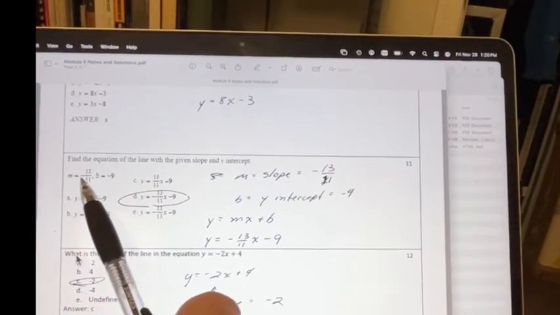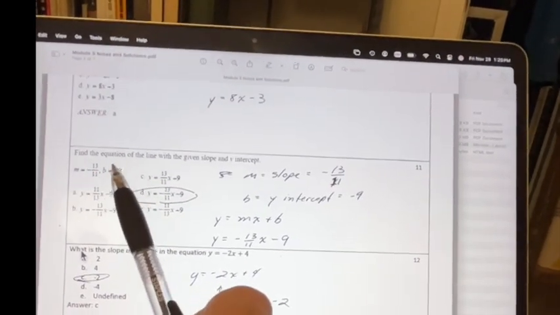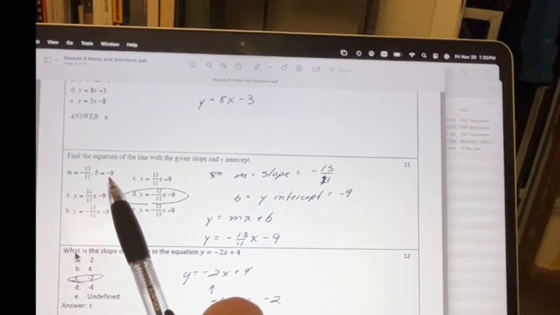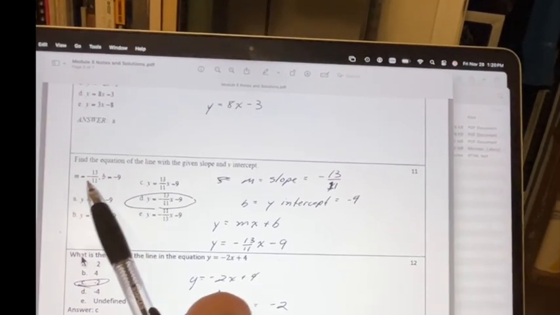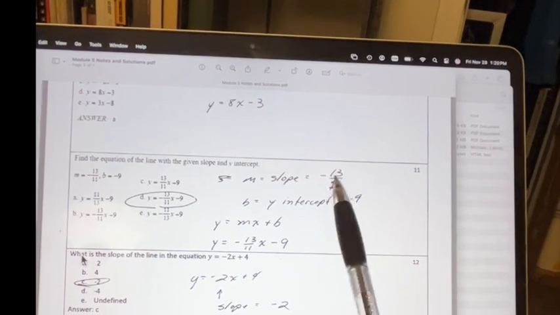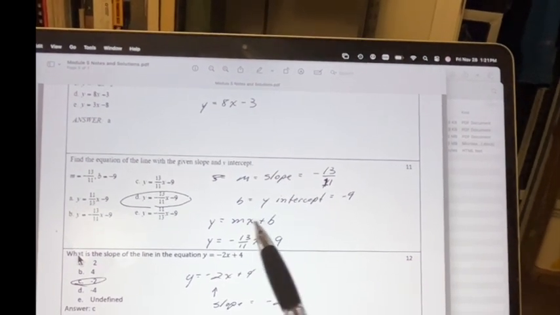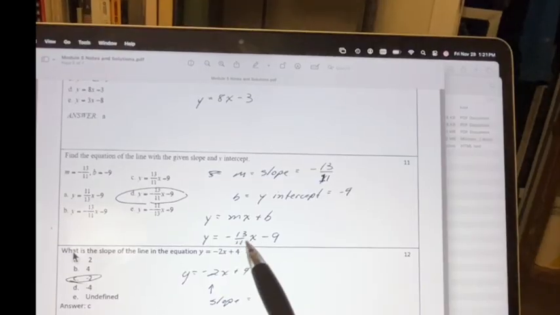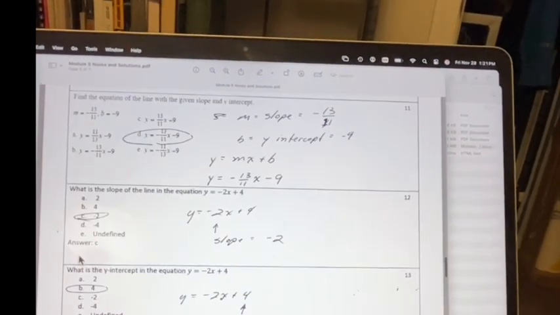Find the equation. Look, there we go. Slope and y-intercept. Now this is the same exact question, just different numbers, more complicated numbers. Slope, y-intercept, there's the equation. You stick them in. There is the answer.